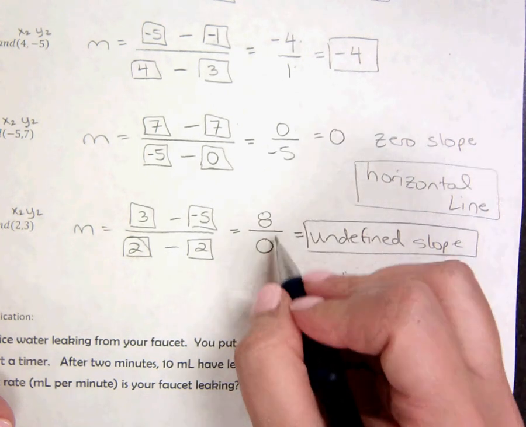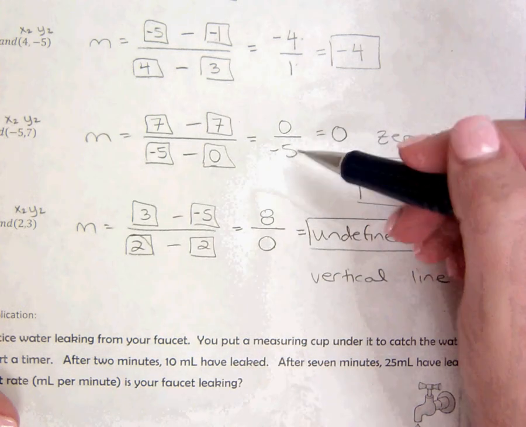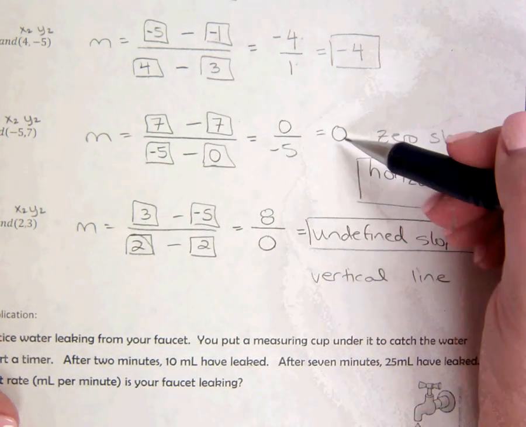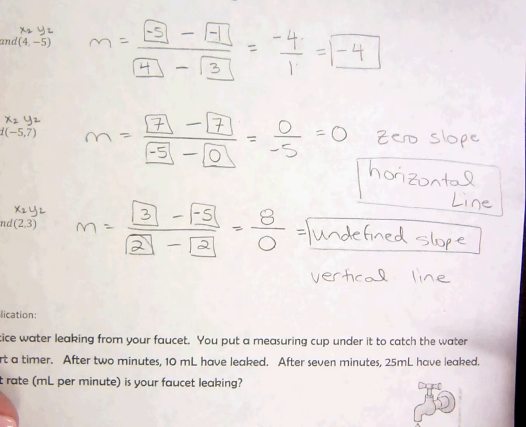Anytime you try to divide by 0, it's going to give you undefined. If you get those mixed up, just put them in your calculator. This will give you 0, this will give you undefined.